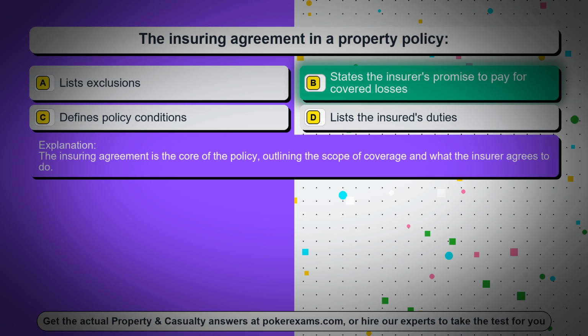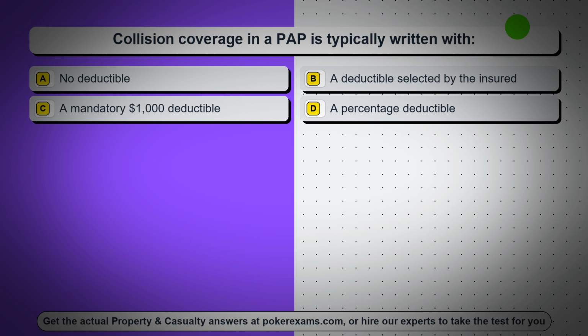Question 38. Collision coverage in a PAP is typically written with option A, no deductible. Option B, a deductible selected by the insured.